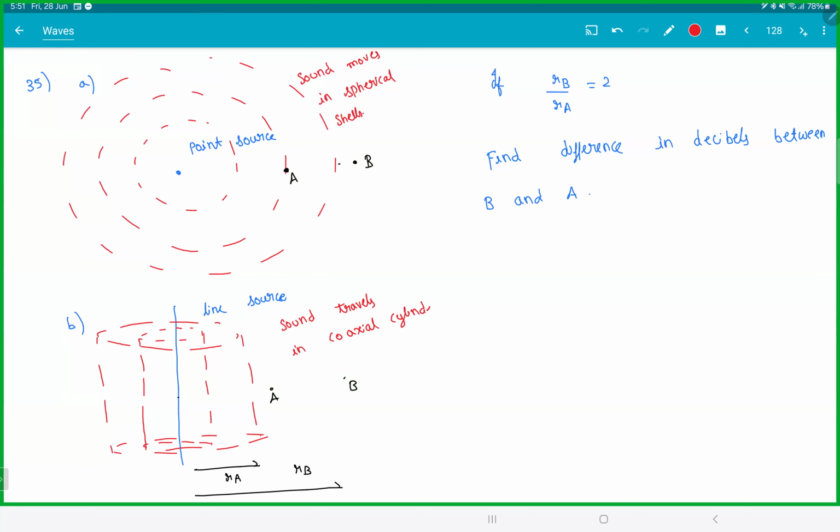Again, we're talking about an infinite line source. Find the difference in decibels between A and B. Get it. Easy one.